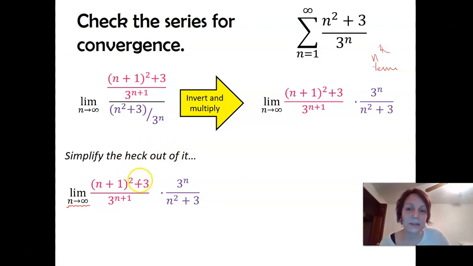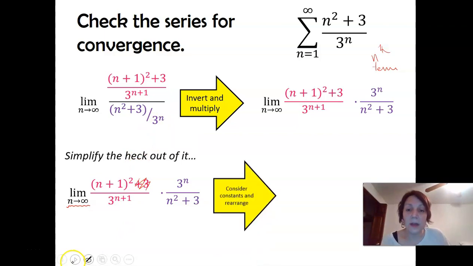So for example, this plus 3 right here, we're approaching infinity. I don't care about that plus 3. As n plus 1 squared, as n approaches infinity, this is going to be huge, and that plus 3 is not going to matter. So if you have things like plus 1, minus 1, plus 3, minus 3, you can pitch them in this step.